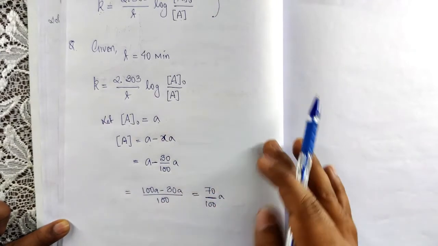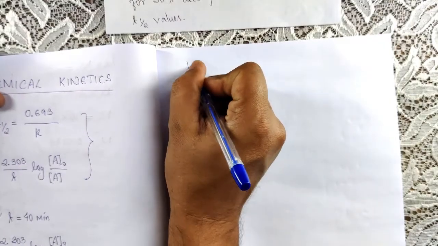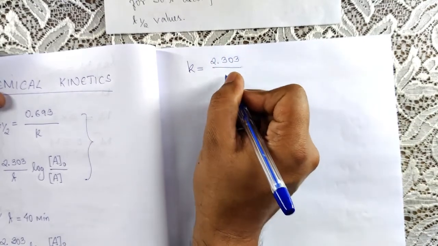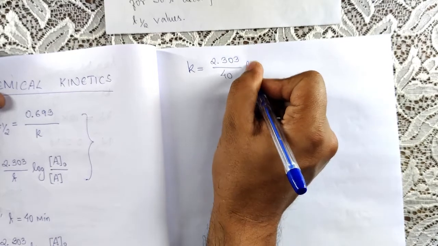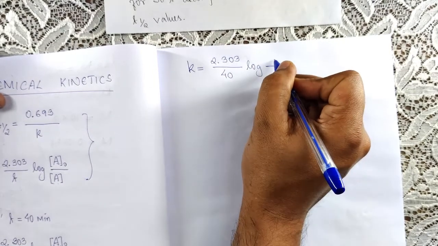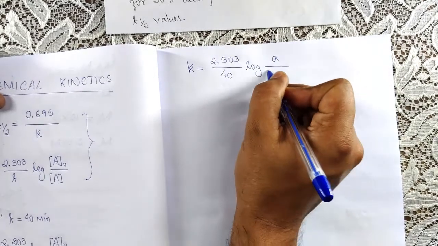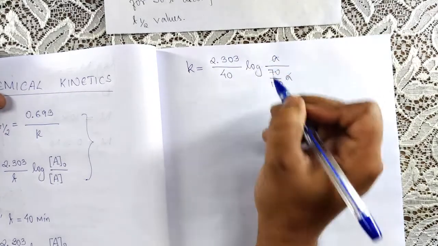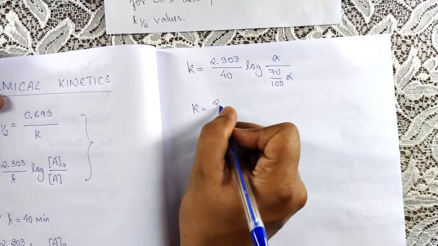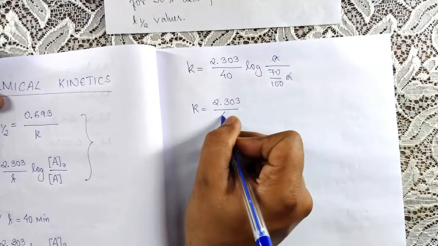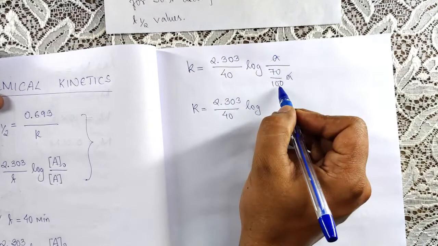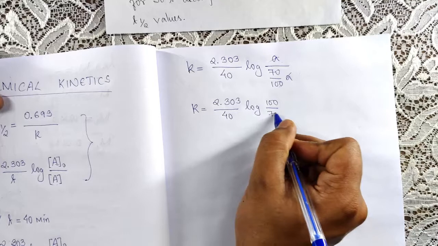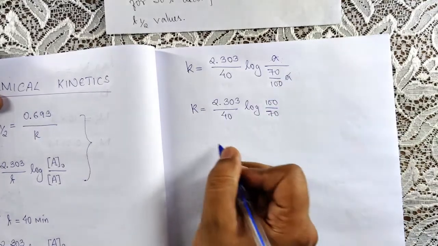Now I'm going to put these values in here. Since we are finding K, 2.303. Now what is the time? The time is 40 minutes. 40 log, what did I take? A naught is small a, and A is 70 by 100 a. Now a and a I can cancel them. K is equal to 2.303 by 40 log. Now this 100 can go up here, so it will be 100 by 70. This one can go outside.